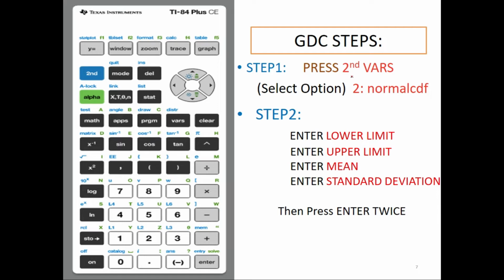You press second VARS where you get the distribution option. Click on option 2, which is the normal CDF. Step 2, you have the lower limit, upper limit, mean and standard deviation that need to be entered, and you press enter twice. So these are the key steps that you need to follow in the GDC. You can take note of it.